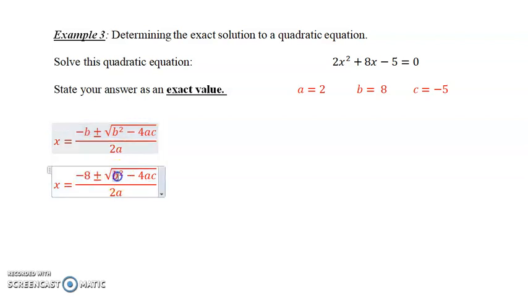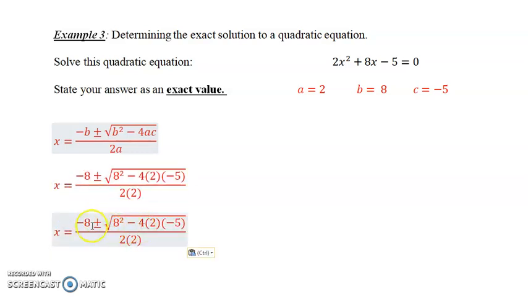A, and then B is 8 again. So I don't need a bracket if it's a positive, right? Oh, that's 8 squared, sorry. 8 squared. A is 2. And C is -5. And A was 2 again. Okay. So, first step, I substitute everything in. Second thing we'll do is start to solve.